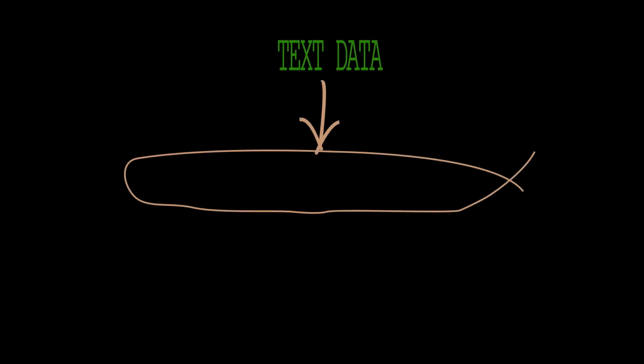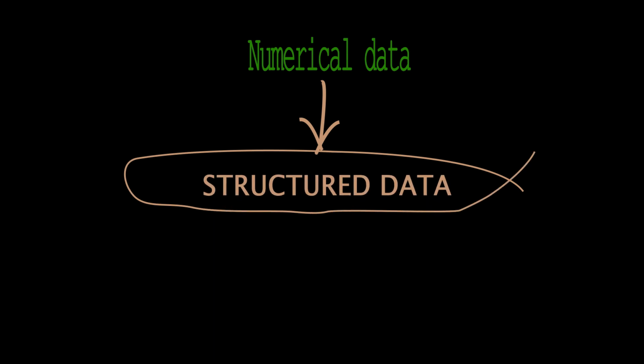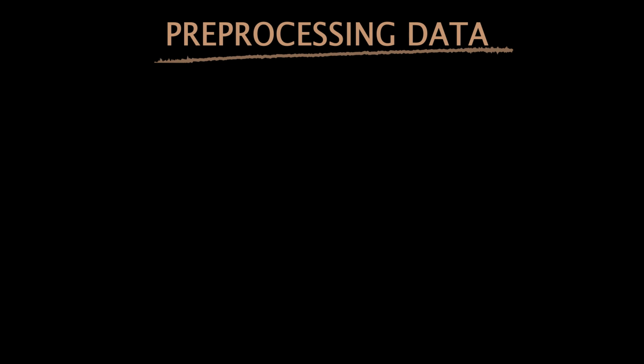In this tutorial, we start learning how to deal with text data. Text data is unstructured data. Numerical data is structured data. All kinds of data must be cleaned, and especially unstructured data, which is text data, requires a lot of cleaning. This cleaning process is called pre-processing the data.